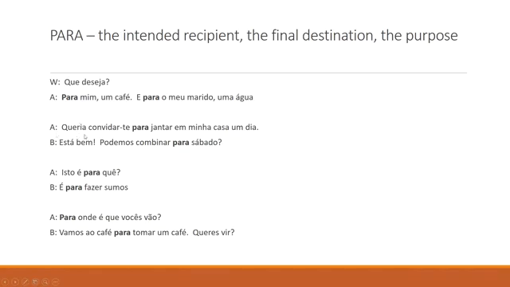So I'd like to invite you to have dinner at my house one day. Okay, we could arrange for Saturday. So here, para is saying, I want to invite you. Why? What's the purpose? Purpose is in order to have dinner at my house. Para sábado, we could arrange for Saturday. Saturday could be the day, the actual destination day.